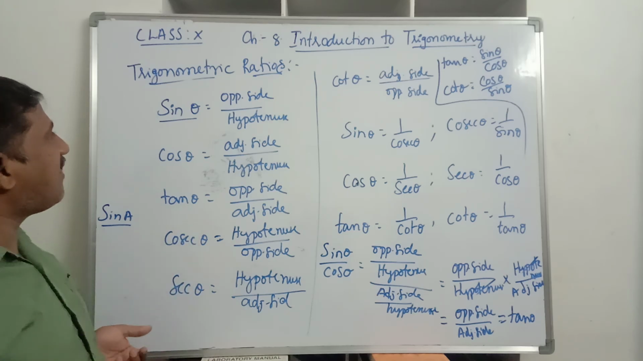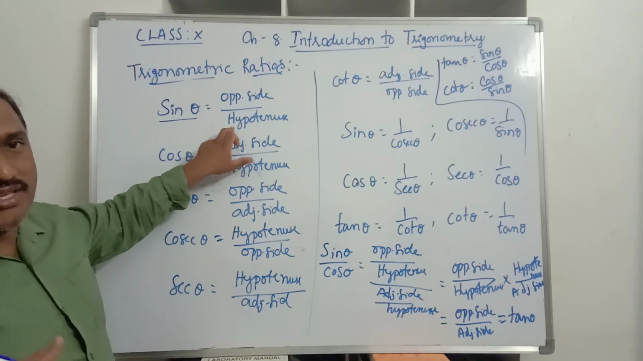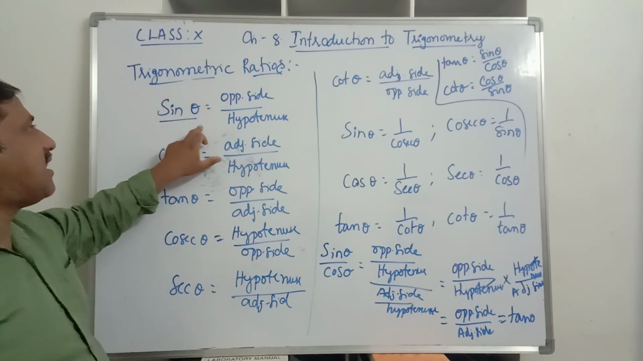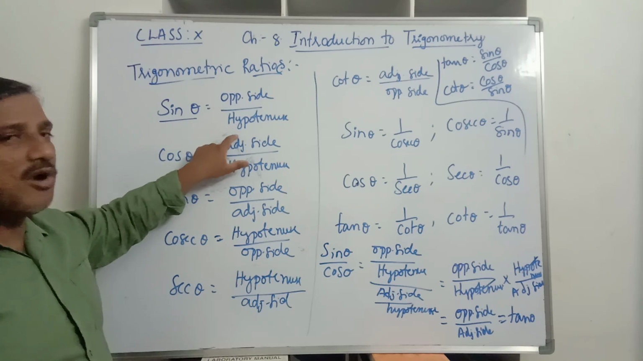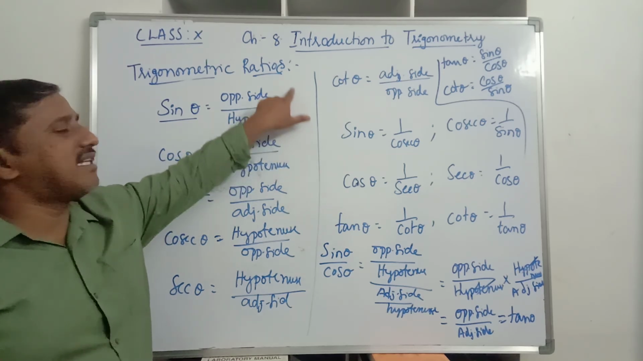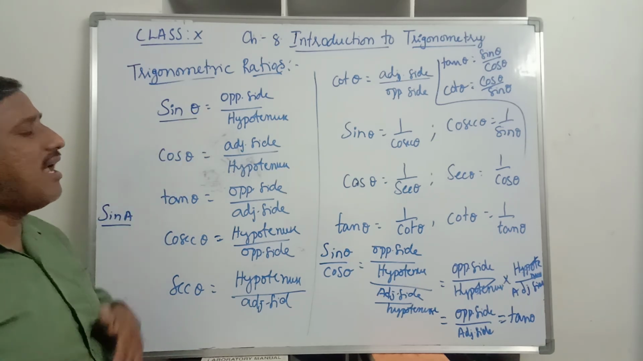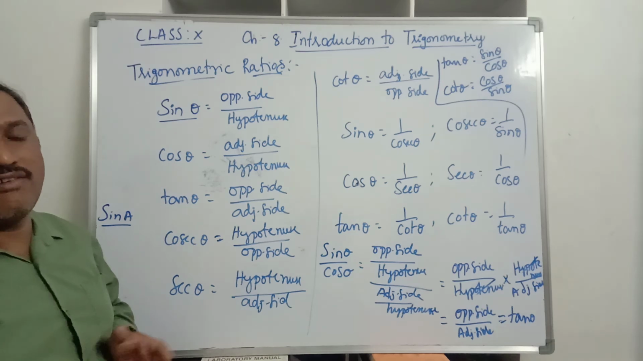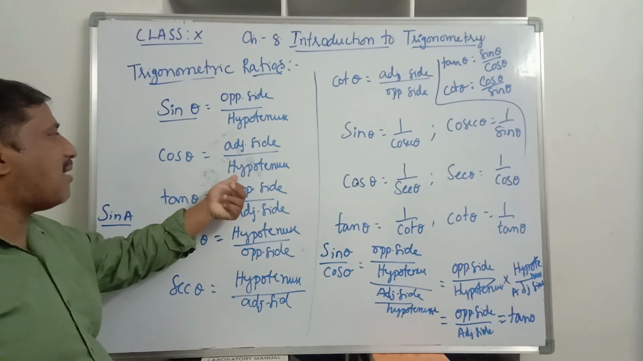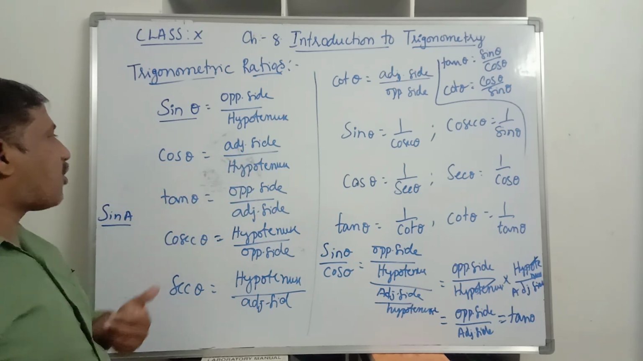Now you see, if we have sin theta, opposite side by hypotenuse. We have studied that the hypotenuse is always the longest side in a right angle triangle. The value of sin theta will always be opposite side by hypotenuse, and since the hypotenuse is greater, we get a proper fraction, meaning its value will be less than 1. Cos theta similarly is adjacent side by hypotenuse. The adjacent side is less than the hypotenuse, so we will get a proper fraction.